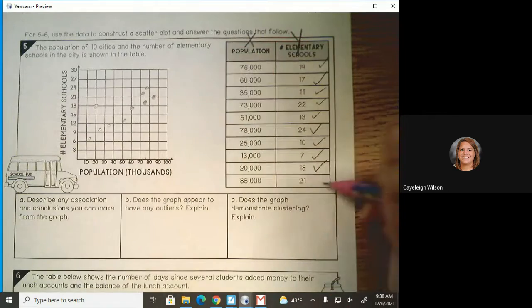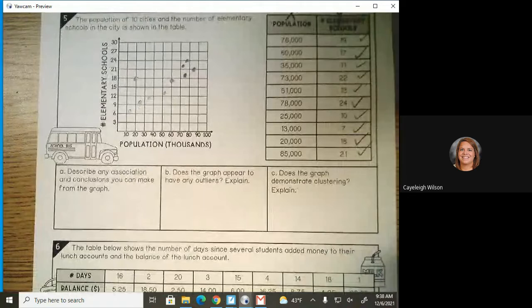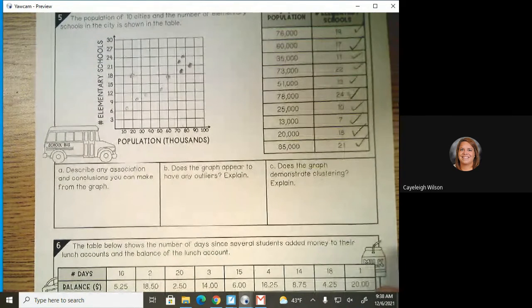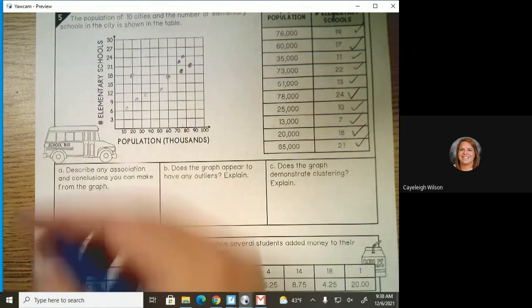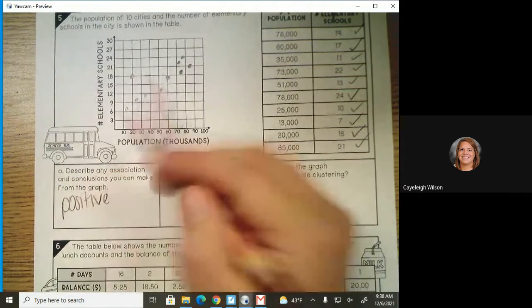All right. So it should look something like that. Okay. All right. So describe any association that you can make from the graph. What association is this? Positive. It's a positive association because it's increasing from left to right.